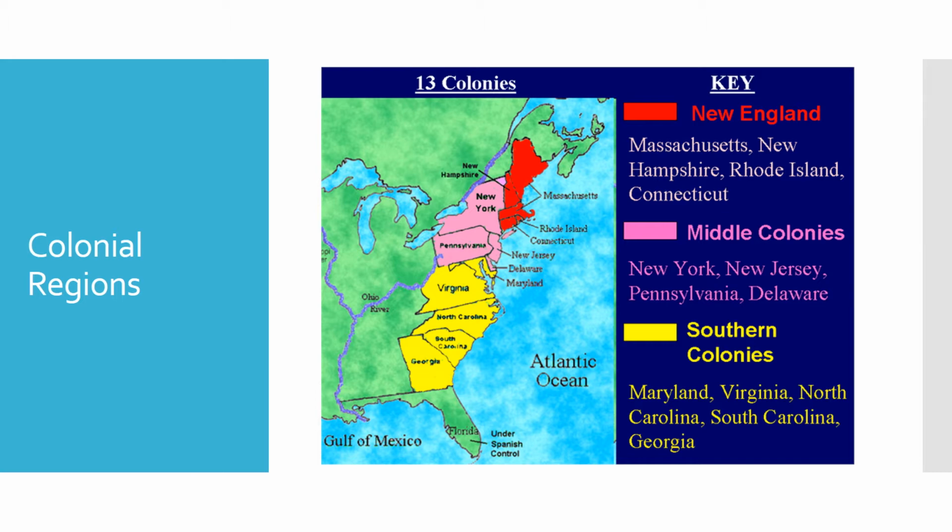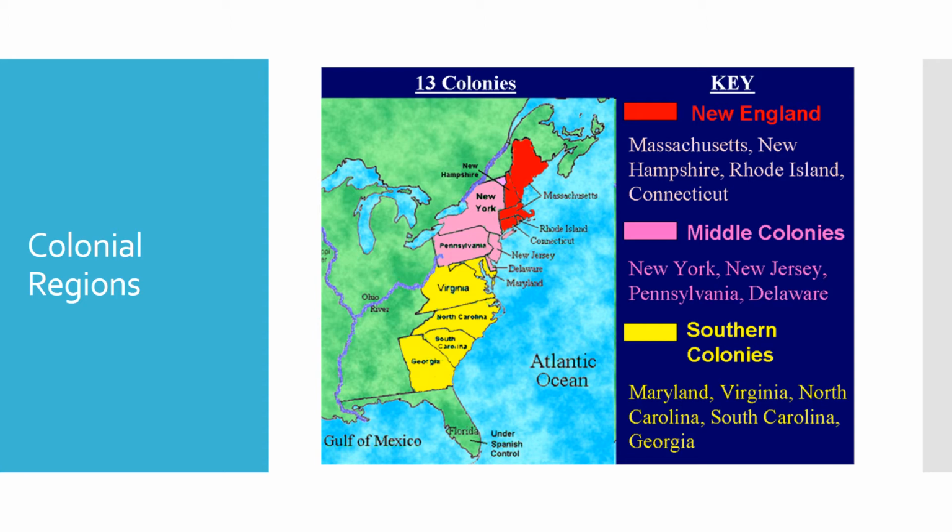And so we're going to be looking at these 13 colonies today, these English colonies, and they really divided into three distinct regions. The first region was called the New England region, and you can see there it's in red. It has Massachusetts, New Hampshire, Rhode Island, and Connecticut. The people that moved here came primarily for religious freedom. That's the reason they come here to begin with.